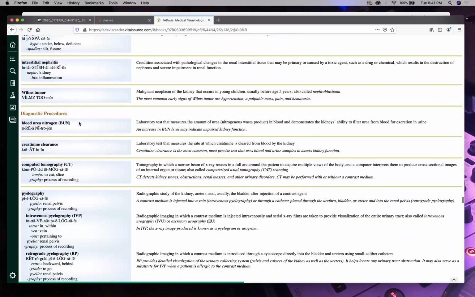Nephritis, that's easy. BUN, blood urea nitrogen. Hey, Nelson Hermy, can you close that door? Sorry about that. He's playing video games and I can't hear.